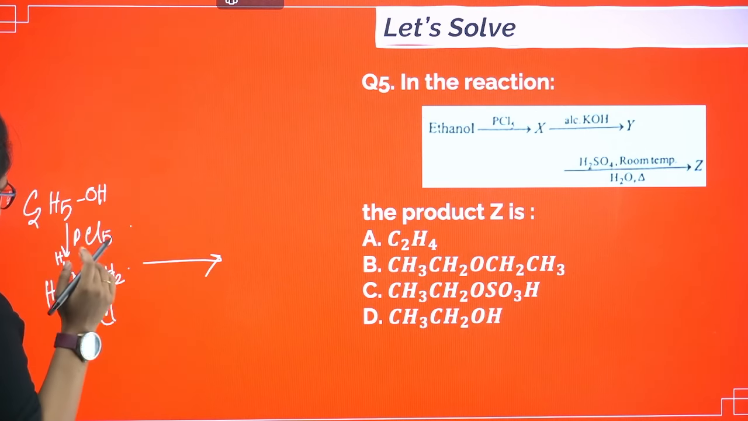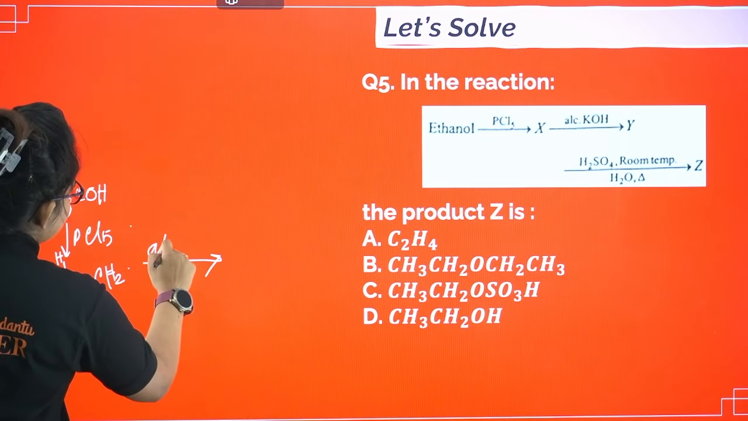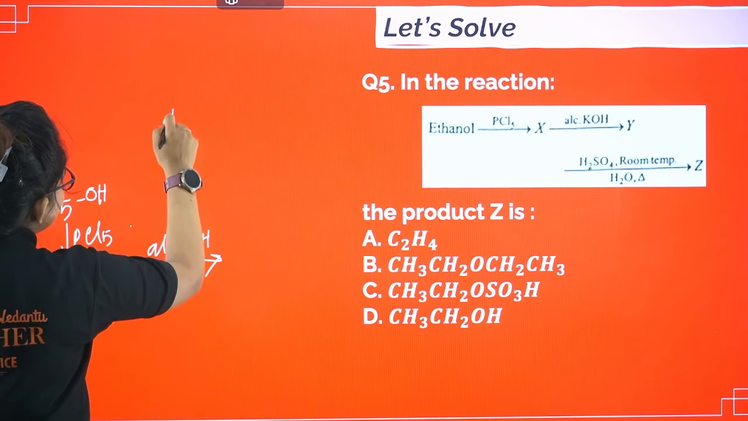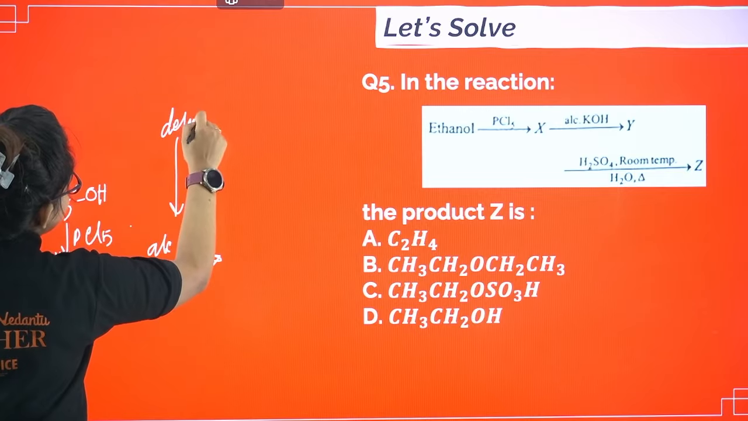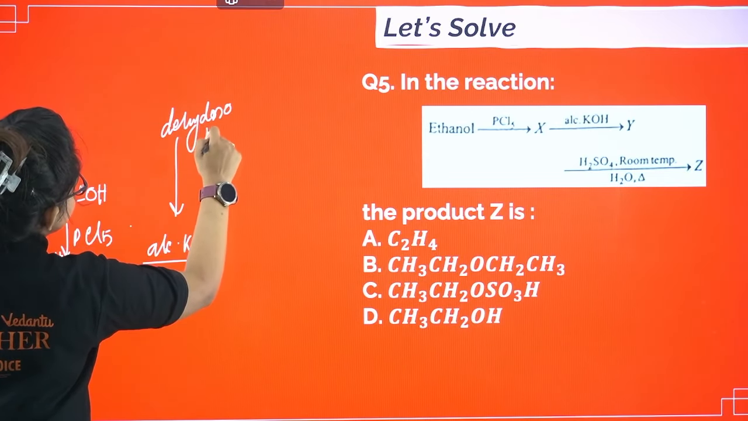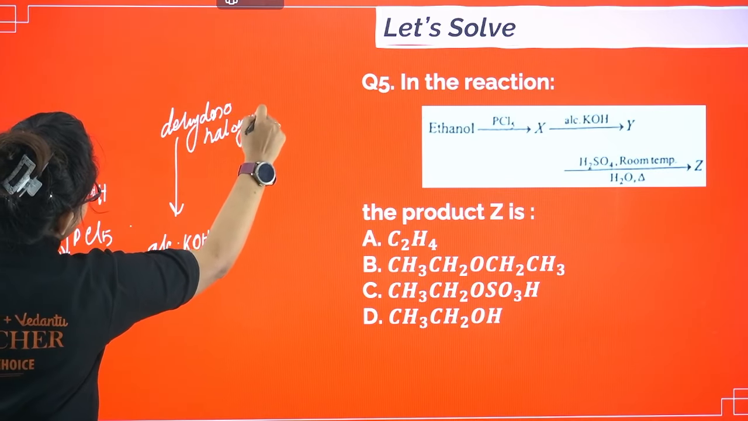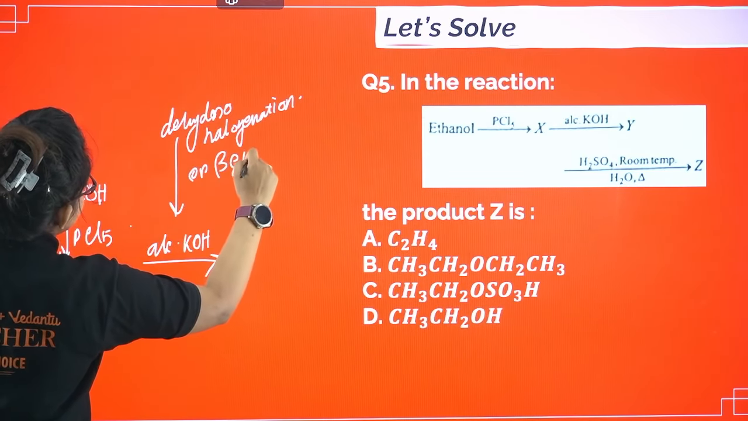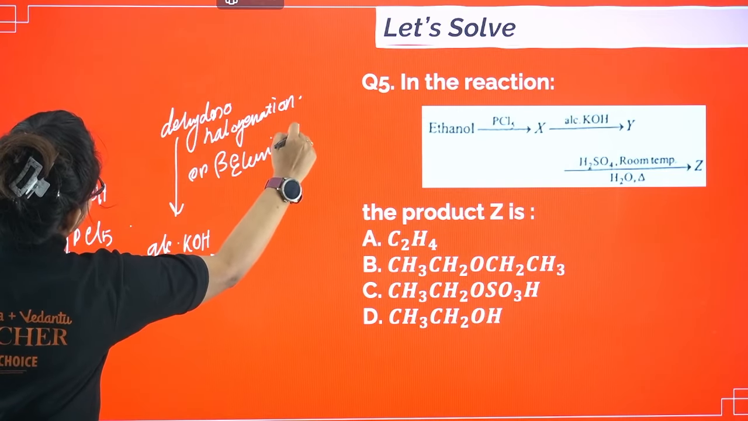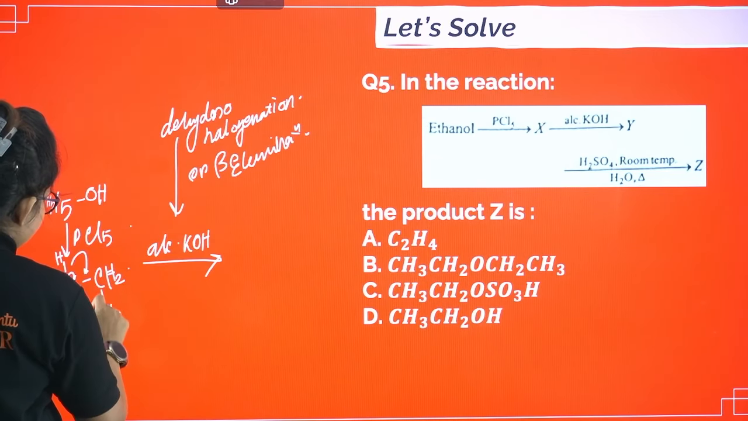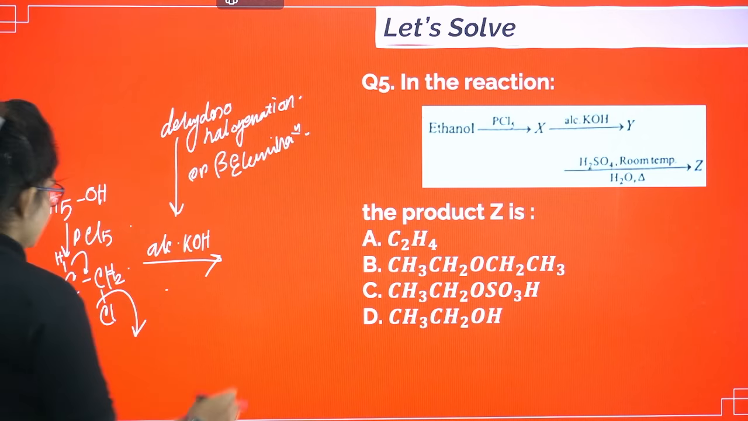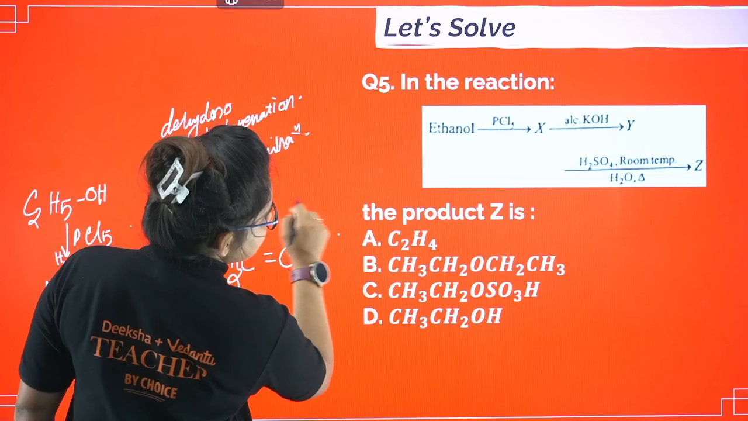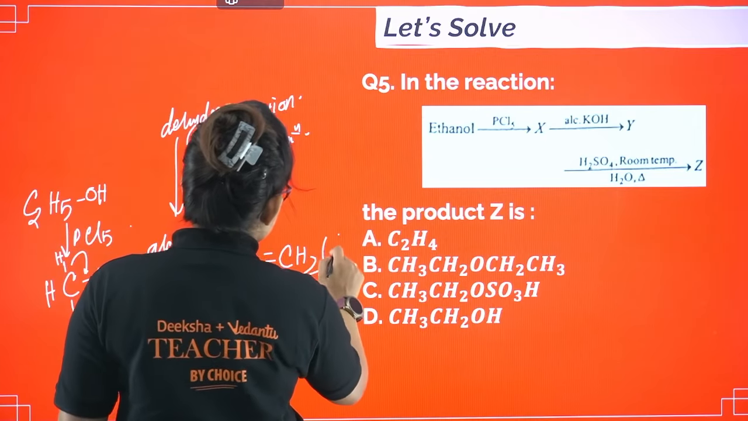Okay, so this is the thing, right? Once you are giving alcoholic KOH, it will perform dehydrohalogenation, or you can say beta elimination. This hydrogen will jump here, this chlorine will leave the system, and hence CH2=CH2. This is your Y.